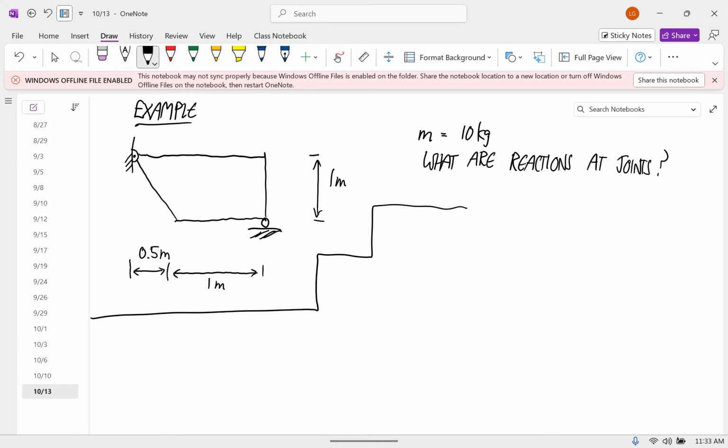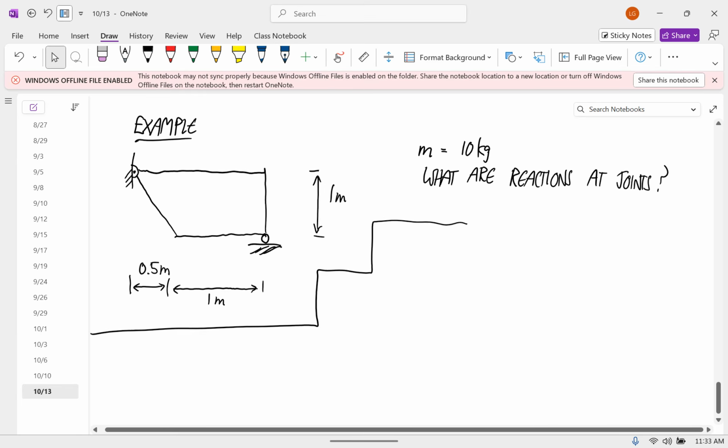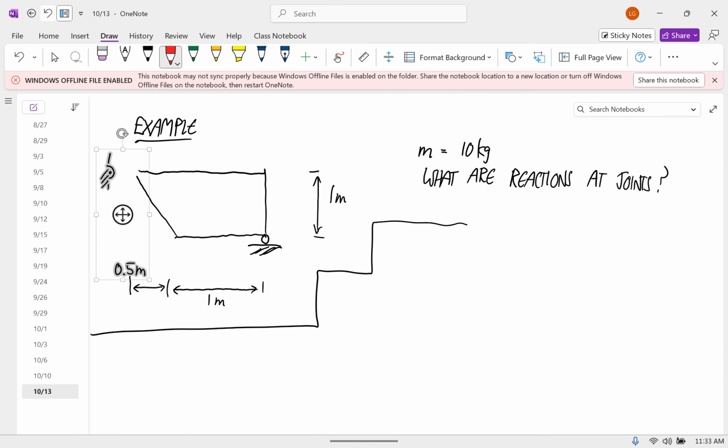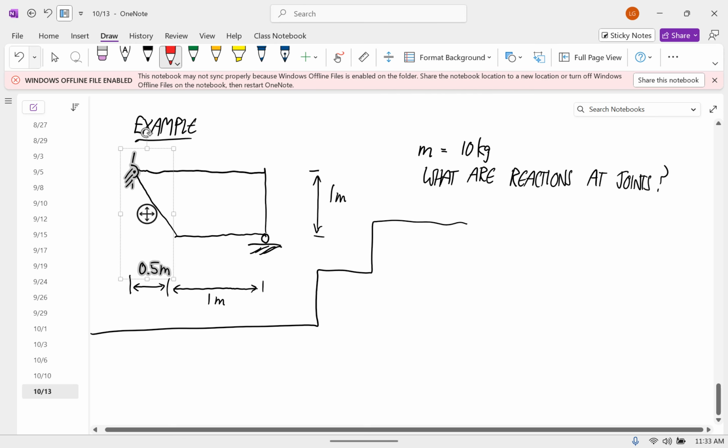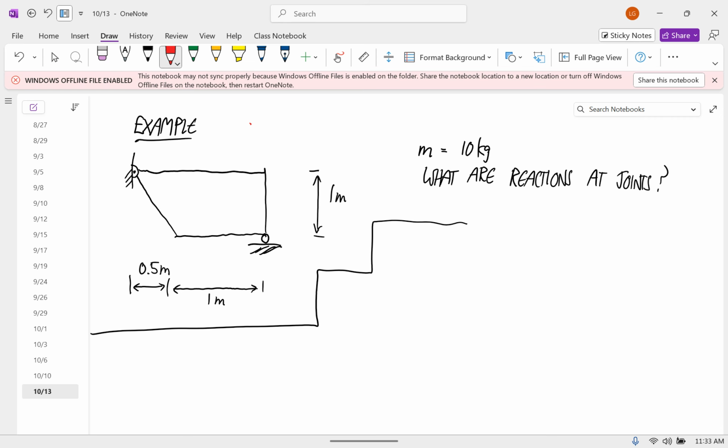Well, the first thing we have to do is figure out where the centroid is. I guess I'll use a coordinate system. Wait, does that 1 meter go all the way down to the ground, or just to the top of the roller? Yeah.